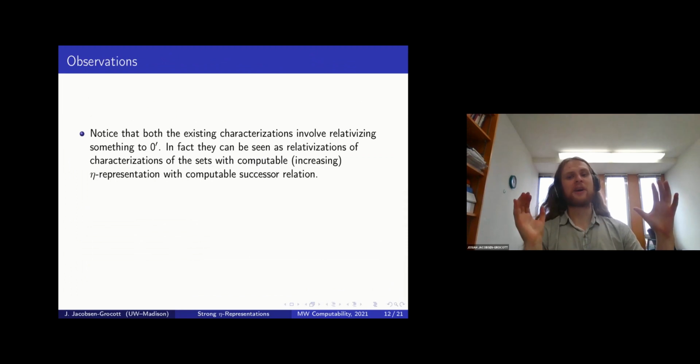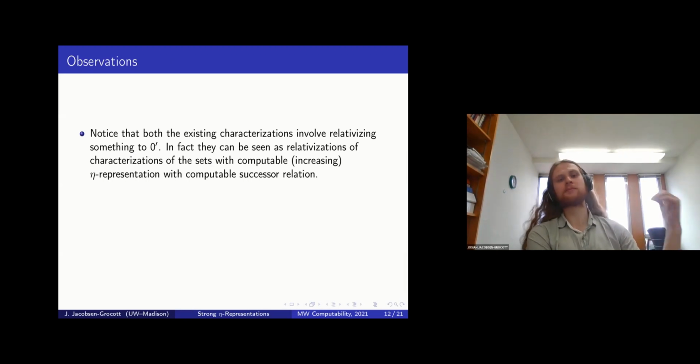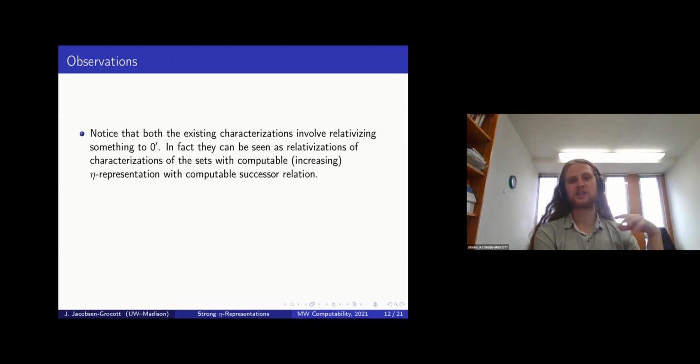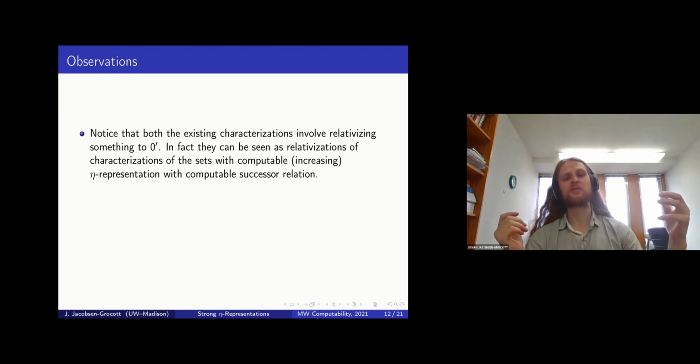That ends the first part of the talk, and so we'll get some observations about the existing work. The first is that both the characterizations, of Ada representation and increasing Ada representation, involve relativizing something to 0'. And in fact, you can show that these are relativizations of characterizations of sets with computable Ada representations with a computable successor relation.